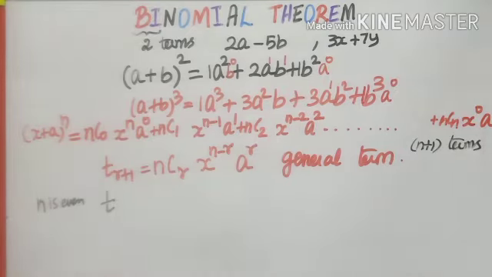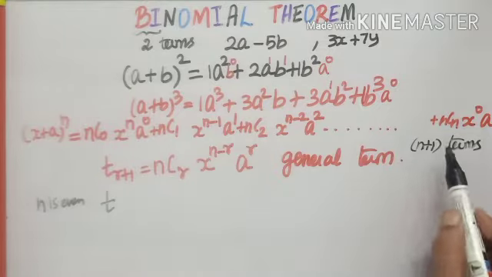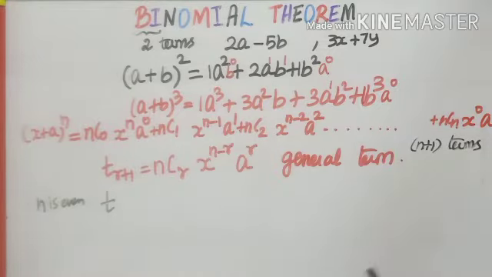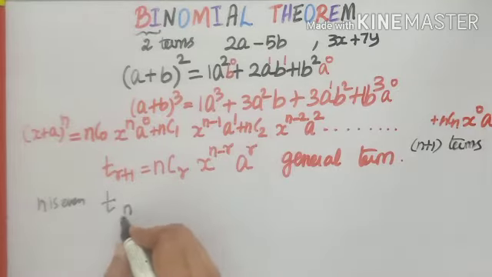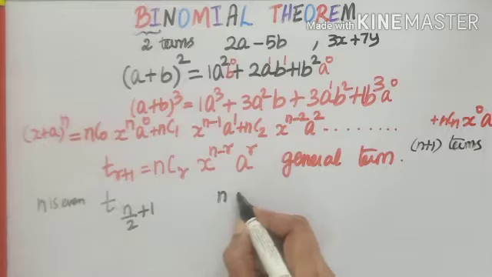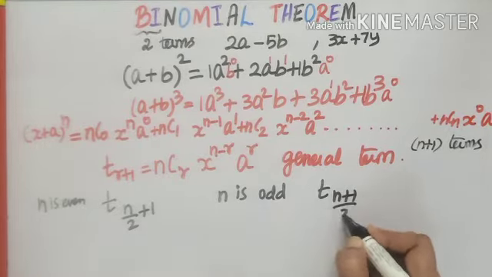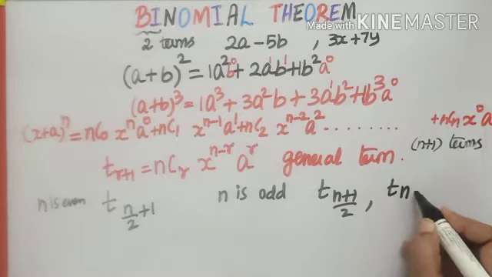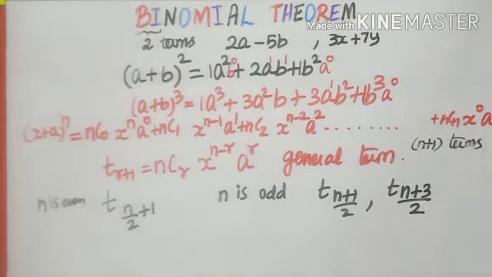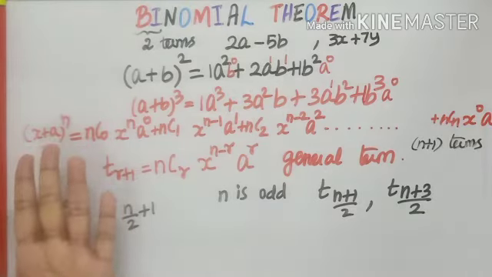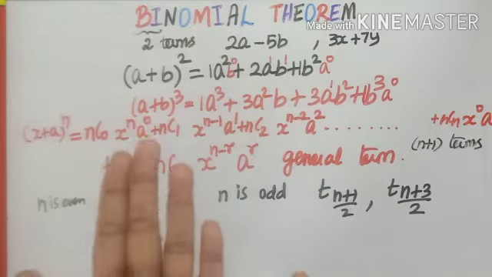When the power is odd, n plus 1 terms will be even. In that case, there will be 2 middle terms. So, how to remember the formula? When n is even, we have T n by 2 plus 1. When n is odd, we will write T n plus 1 by 2 as one answer, and T n plus 3 by 2 as another answer. See, for example, when n is 5, there will be 6 terms.